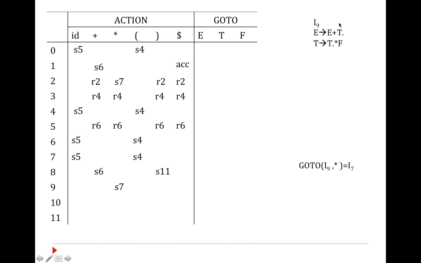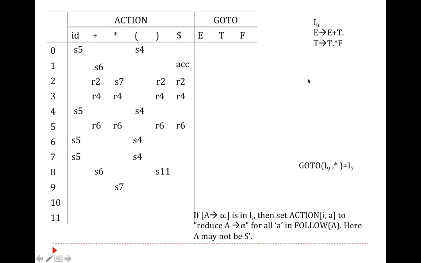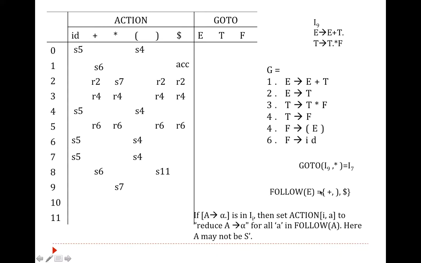Now it is also satisfying another rule, that is A gives alpha dot at the end of the production rule. Hence we have to find follow of E, and follow of E is plus, closing and dollar. Now we'll get E gives E plus T, which is rule number 1. So R1 is to be added in the row number 9 for these 3 columns.